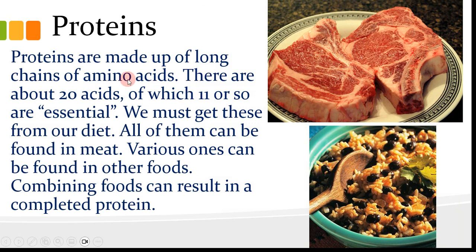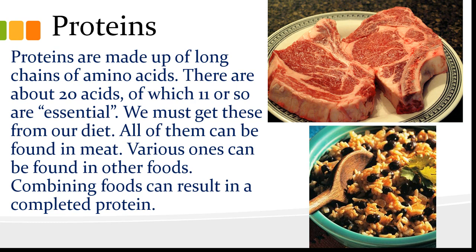About 20 to 23 of these total, 11 of which are essential. That means we have to get them from our diet. We can get all of them. If you're eating red meat, then you're getting everything you need, okay? Otherwise, if you're not eating red meat, then you have to be really careful to make sure that you're getting your amino acids from somewhere.